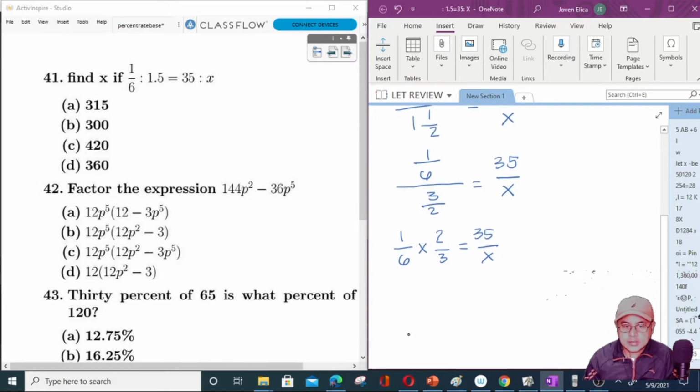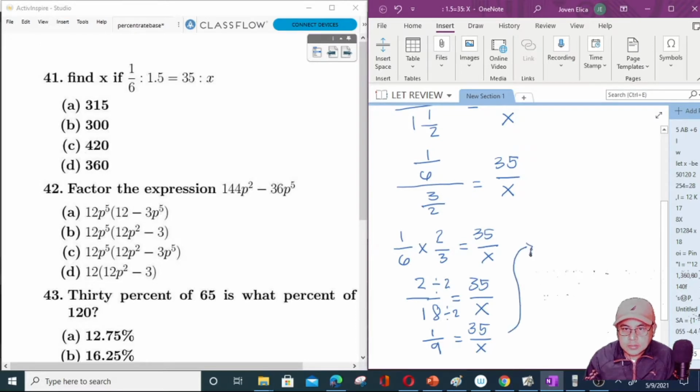Okay, then after that, multiply 1 over 9. So this is 2 over 18 is equal to 35 over x. Then let's simplify this. Since there are common factors, divide by 2. Divide this by 2 so we can simplify. So this is 1 over 9 is equal to 35 over x.